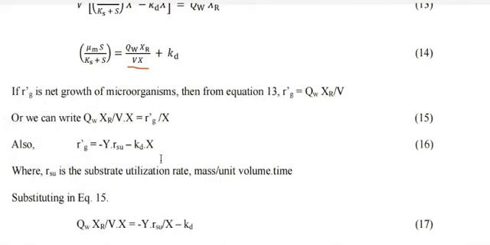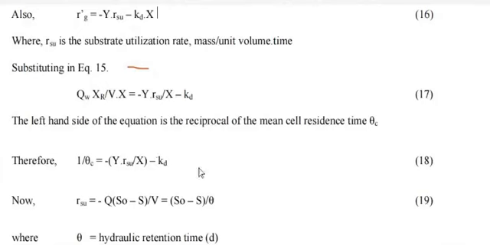After this, we say that the left hand side of the equation is a reciprocal of the mean cell residence time, which is denoted by theta c. Okay. Therefore, we can write 1 upon theta c is equals to minus Y r suffix SU by X minus kd. We say that the left hand side is the reciprocal of the cell residence time. Okay, it is cell residence time we consider.